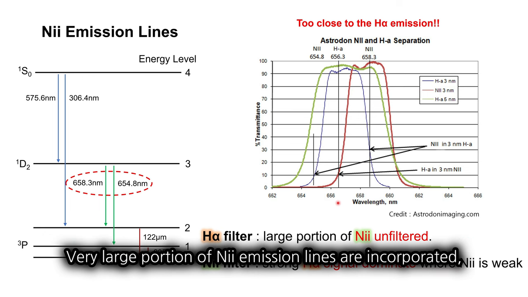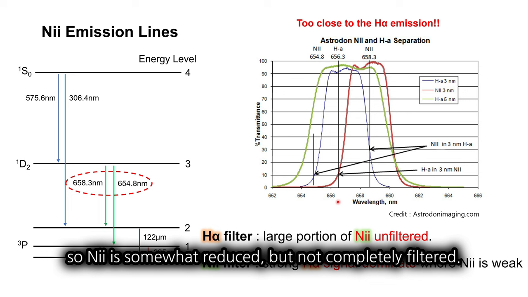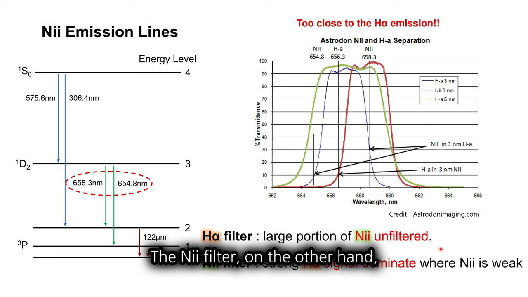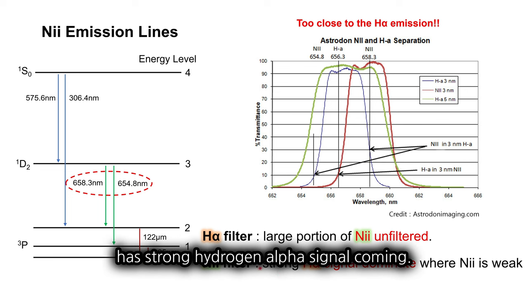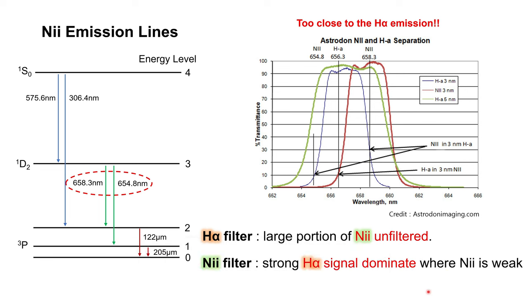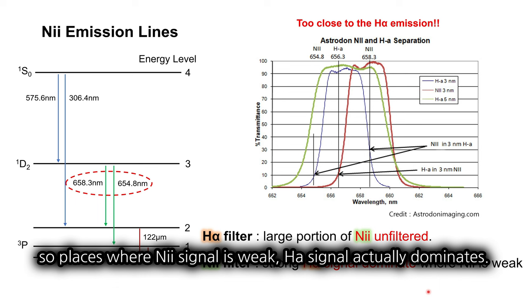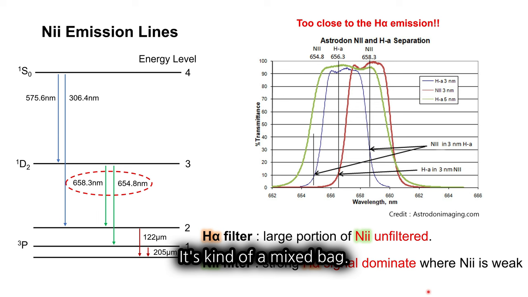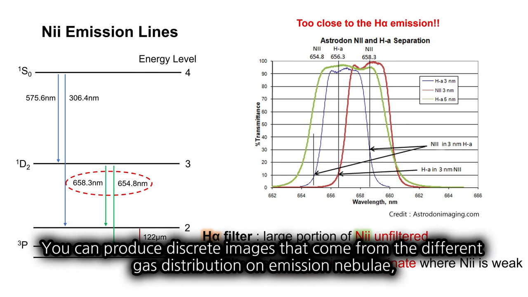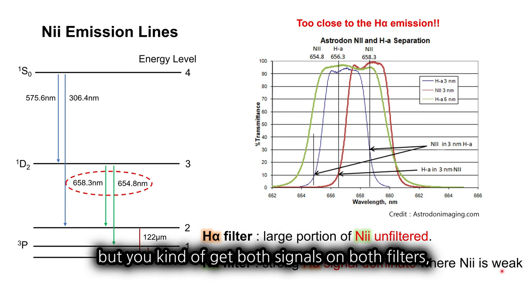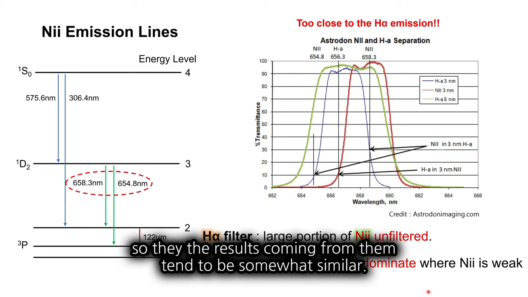A very large portion of the nitrogen 2 emission lines is incorporated. So N2 is somewhat reduced, but not completely filtered. The nitrogen 2 filter, on the other hand, has a strong hydrogen alpha signal coming through, even though it's small. It's very strong. So in places where the nitrogen 2 signal is weak, the hydrogen alpha signal actually dominates. It's kind of a mixed bag. You can produce discrete images that come from the gas distribution on an emission nebula, but you kind of get both signals on both filters, so the results coming from them tend to be somewhat similar.